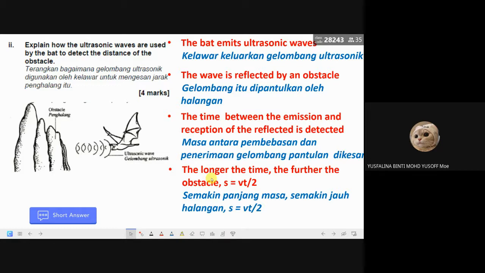And then the third one, there must be a receiver. For the ship, they have a receiver. The receiver will receive the reflected wave, and the time is measured between when it emits the ultrasonic wave and when it receives it. So what is the time here? And the last one, you have to mention the formula. What is the formula used to measure the distance? You have to put the formula in the explanation.